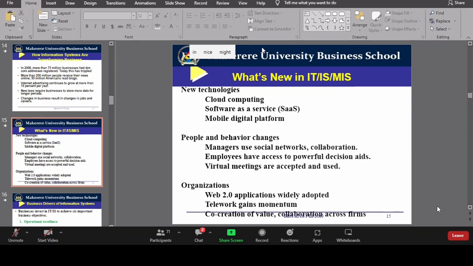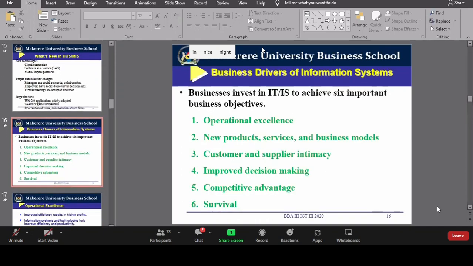Then under the organizations, look at the Web 2.0 applications widely adopted. E-commerce, business commerce, look at those things. Telework gains momentum. We now just need a phone to be able to do your work every now and then. Then we are looking at co-creation of value, collaboration across firms. We no longer need to really hustle a lot to collaborate with the firm. All we need is systems.